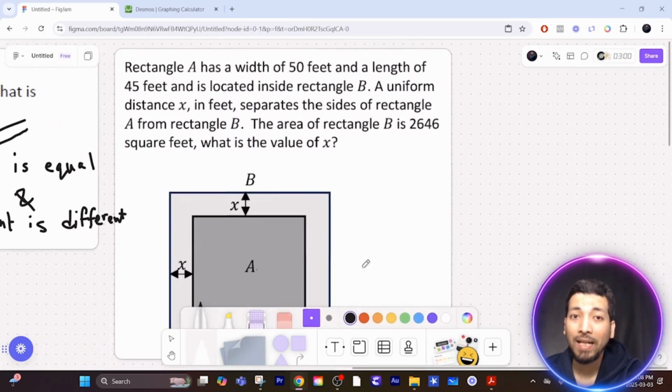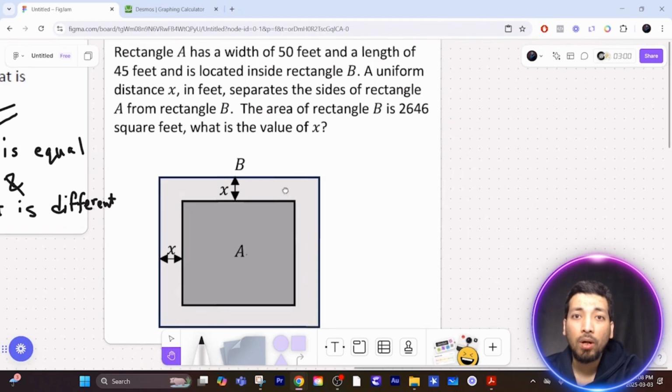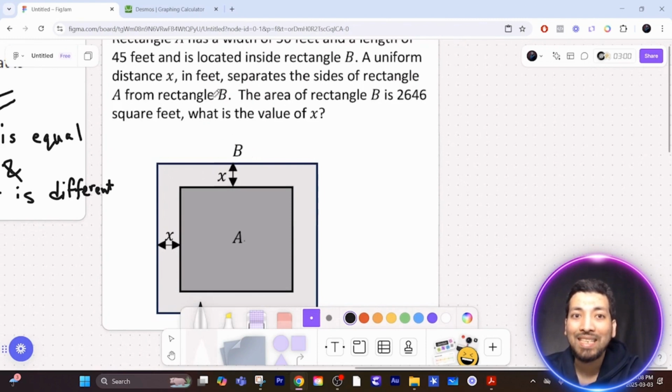All right, now let's move on to the last problem in this section. This problem is from geometry, and we often see these coming in the SAT exam over and over again in different forms. So let's read the problem. Rectangle A has a width of 50 feet and a length of 45 feet and is located inside rectangle B. A uniform distance x in feet separates the sides of rectangle A from rectangle B. The area of rectangle B is 2,646 square feet. What is the value of x?